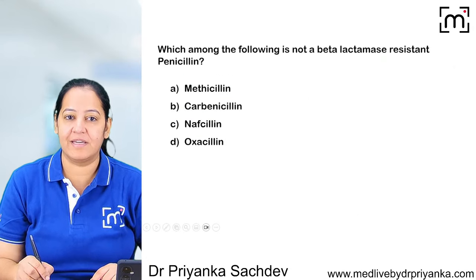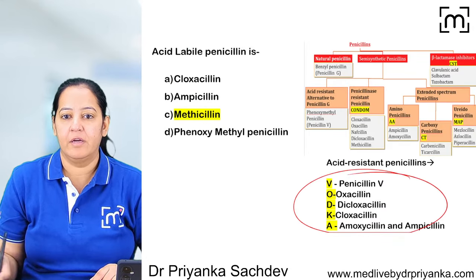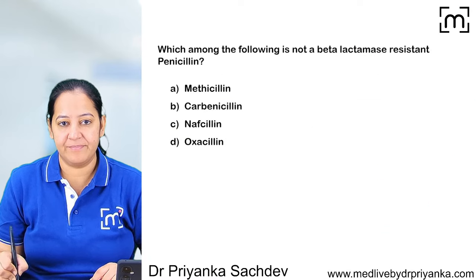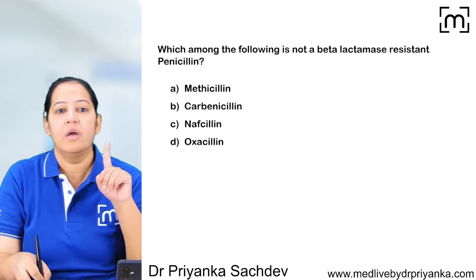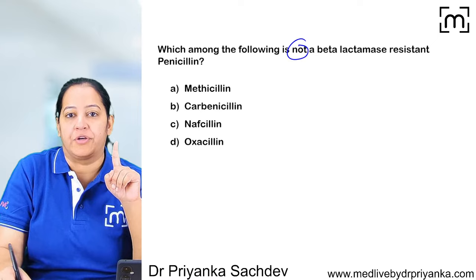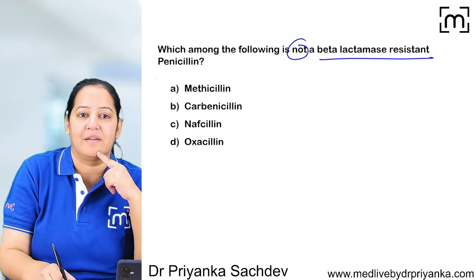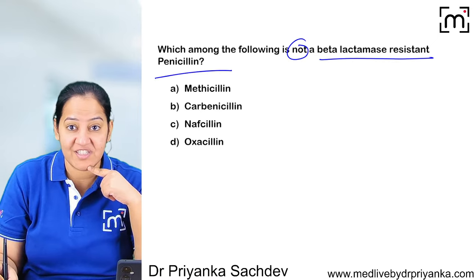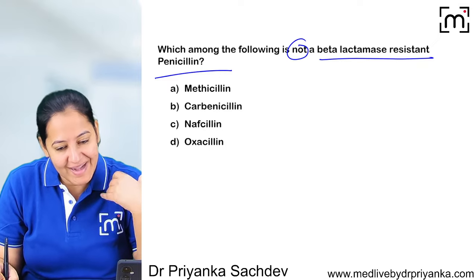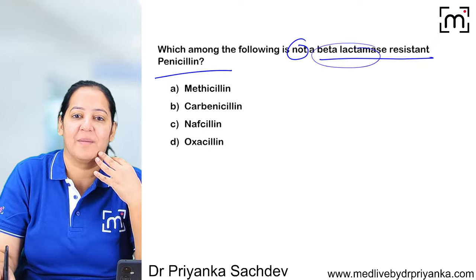This is how you have to apply the mnemonic. You have to apply VODKA. Okay, the next question is in front of you. Which among the following is not a beta-lactamase resistant penicillin? Again, the same question. Instead of penicillinase resistant, they are asking beta-lactamase. One and the same thing.